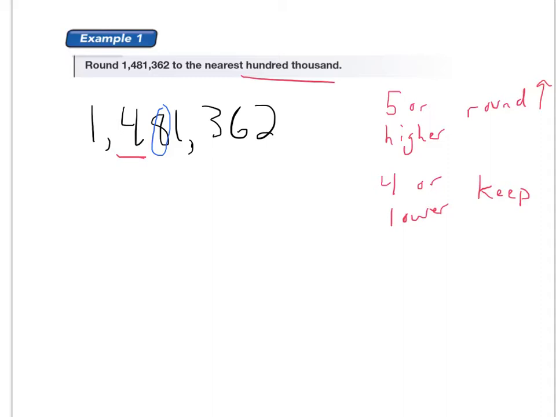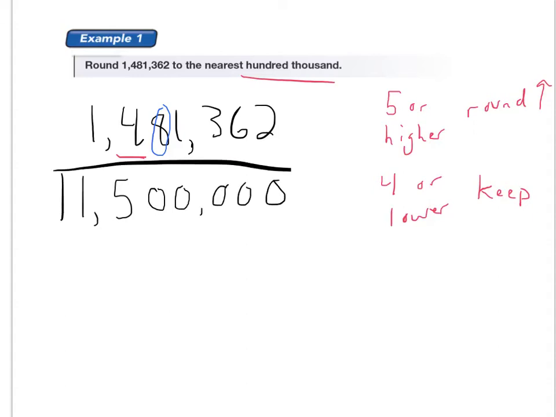So I keep every other digit before that. Okay, so my new number, I'm going to have a 1, and the 4 rounds up to 5. And then I take every other digit after and fill in zeros. So the 8 and the 1 and the 3 and the 6 and the 2 all become zeros. So again, we keep the digits in front the same. We round our place value, and then everything else gets filled in with zeros.